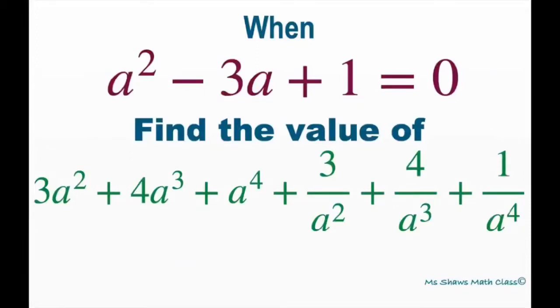Hi everyone. When a squared minus 3a plus 1 equals 0, we're going to find the value of this expression given. The first thing I want to do is rewrite this expression because we have to figure out what we need so we can use substitution.